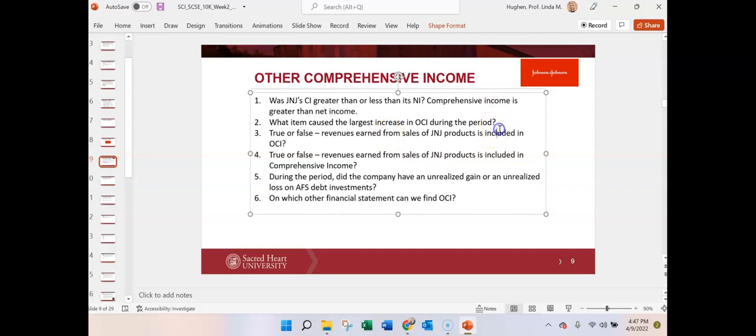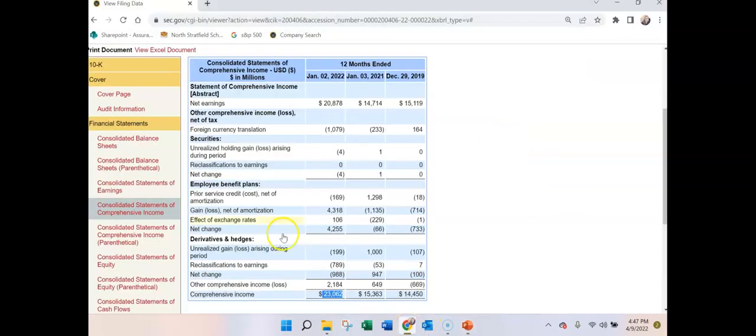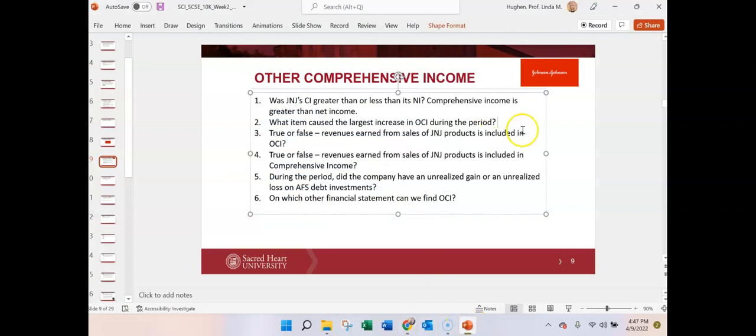What item caused the largest increase in other comprehensive income during the period? We see four categories: foreign currency translation, a loss of about $1 billion. Securities, not much. Pension plans, we see a $4.2 billion net change, and then derivatives and hedges, a net change of about $1 billion. So this would be related to employee benefit plans or pension plans.